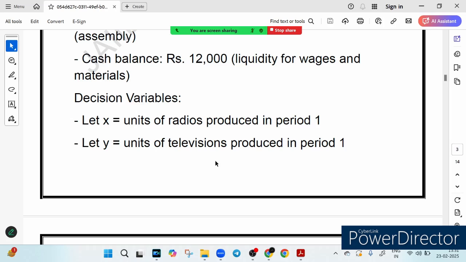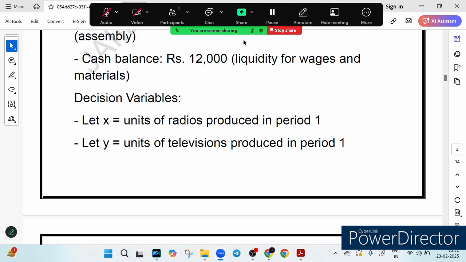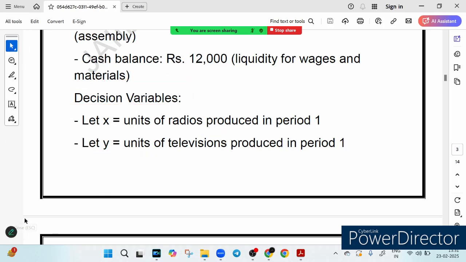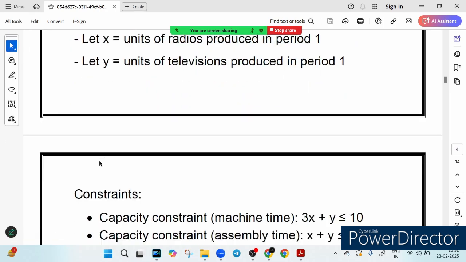Step 1 is understanding the decision variables. First we define what we need to decide. X is equal to the number of radios produced. Y is equal to the number of televisions produced. Our goal is to find the best possible values of x and y to maximize the profit.